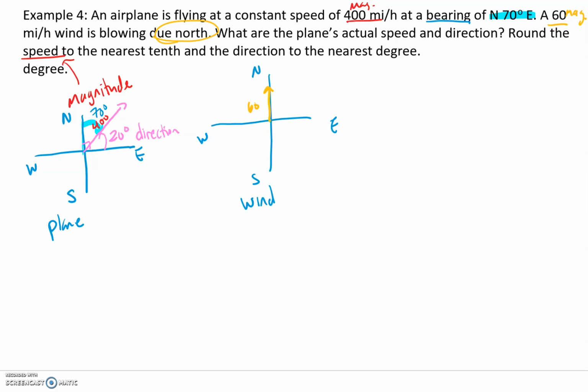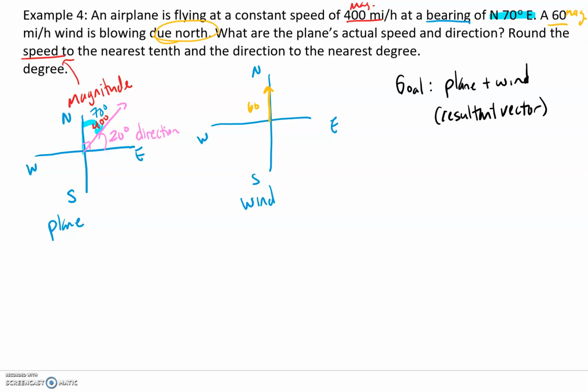And what we want to do is figure out, okay, when I put these two together, what's the result? So this is the idea of the resultant vector. So our goal is to find the resultant vector of the plane plus the wind. So we want this resultant vector. Remember, it's just a fancy way of saying let's add our two vectors. So in order to do that, we need to find the components. So that's really my step one.